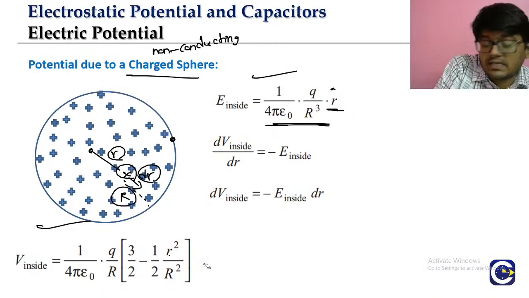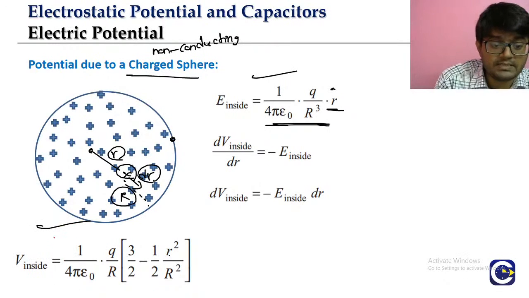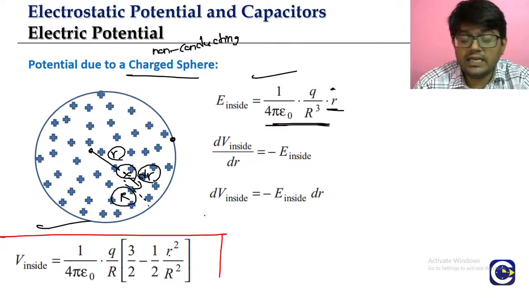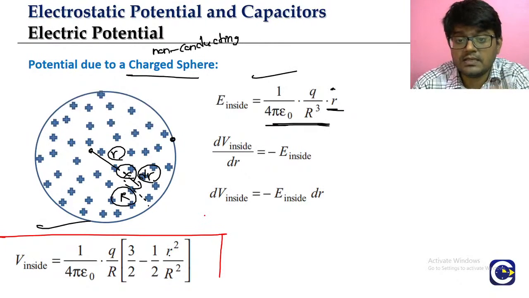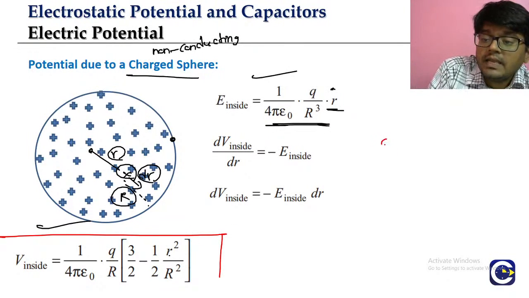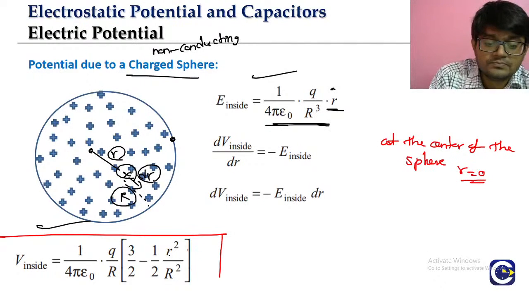We will get some interesting results from this. This formula is important for us, because the others are routine. Whatever we have seen in the case of the charged shell, the same thing comes in the case of the non-conducting sphere also. But where is the difference? Only in the potential inside. For that, the formula is 1 by 4 pi epsilon q by R into (3 by 2 minus 1 by 2 into small r square by capital R square). What do we find here? At the center of the sphere, what is the value of small r? It is 0. So small r becomes 0, this term will be 0, which means what?